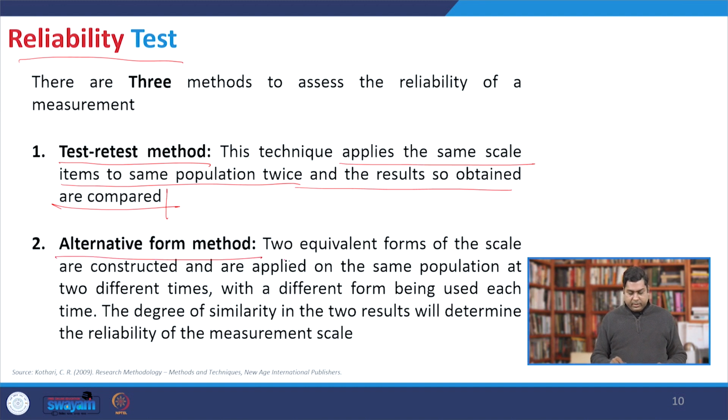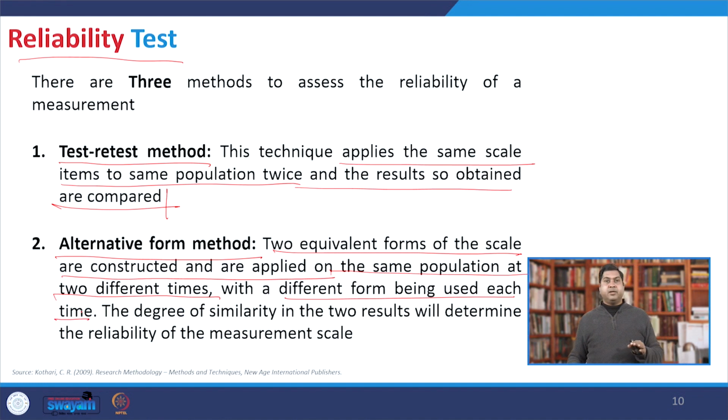Alternative form method. In this case, 2 equivalent forms of the scale are constructed and are applied on the same population at 2 different times, with a different form being used each time. So not the same questionnaire or the same measurement scale; you just design 2 separate ones on a similar principle, and you apply them to the same population, the same respondents.